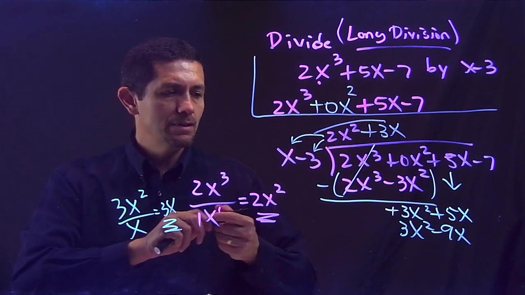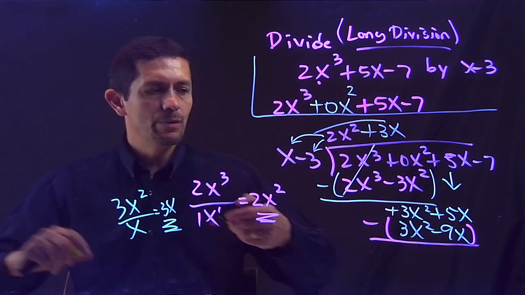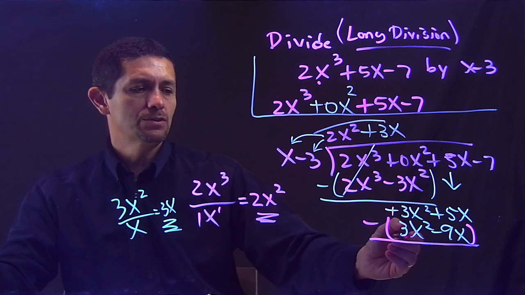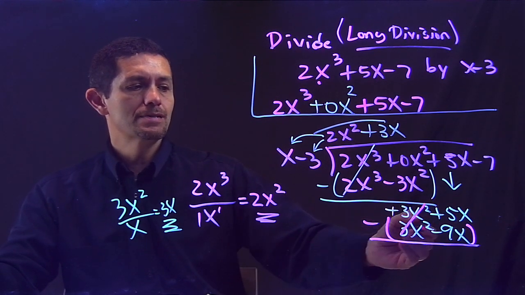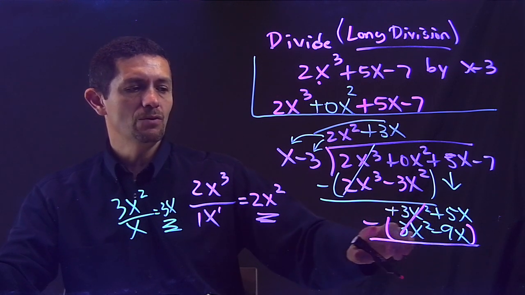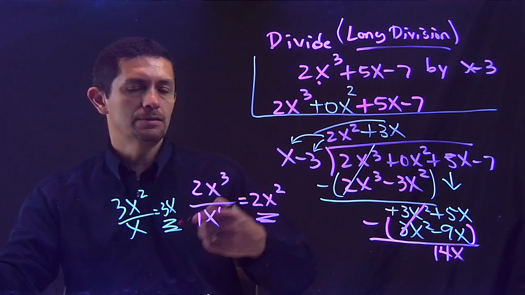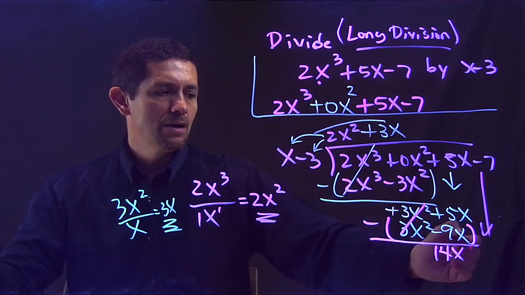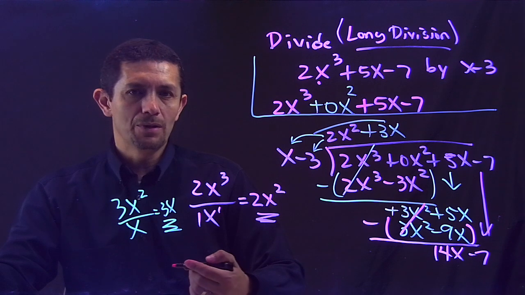I'm going to put a parenthesis and a minus to make sure that we know that we're subtracting. So 3x squared minus 3x squared cancels out. 5x minus negative 9x. 5 minus negative is going to give you plus. So 5 plus 9 is going to give you 14x. Last term, I bring it down, minus 7. And then I start the process over again.